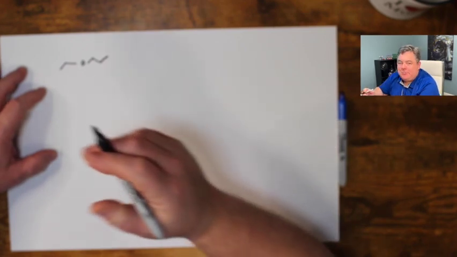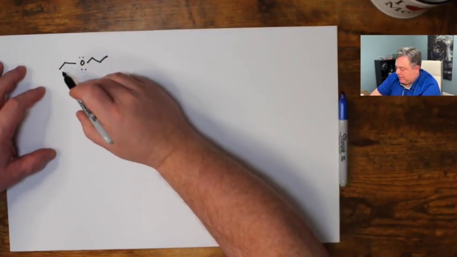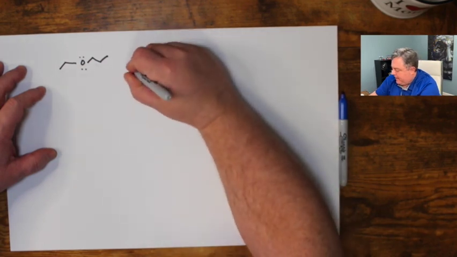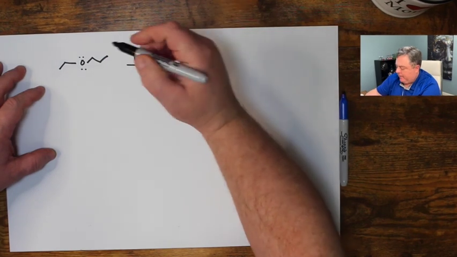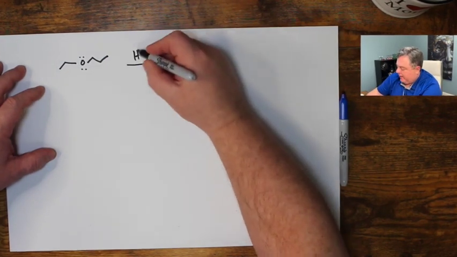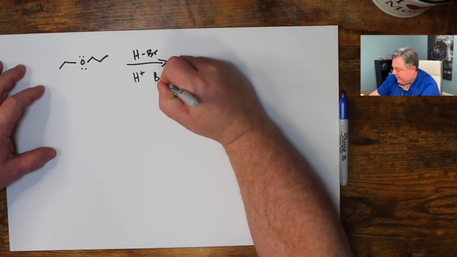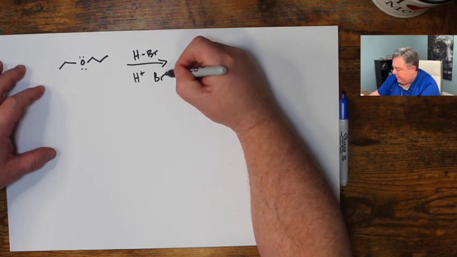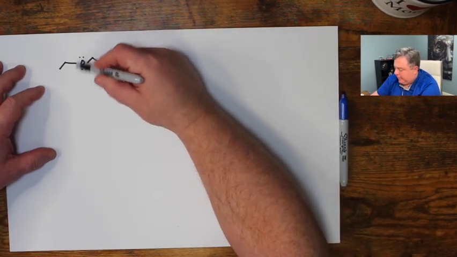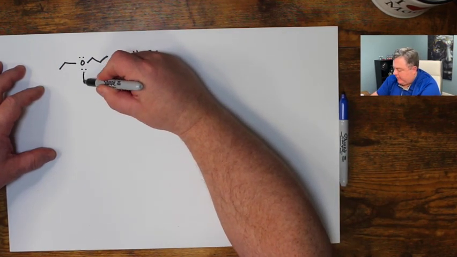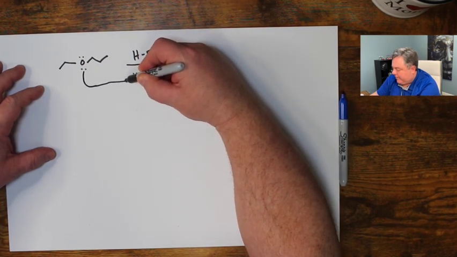If we have an ether, a carbon, oxygen, carbon, and we react that with an acid like HBr, well, we know that acids like this are sources of H+. So this would have H+ and Br- in it. If it's a source of H+, where's the most negative spot on here? Of course, it's these negative juicy electrons. So they'll come and attack the H+.